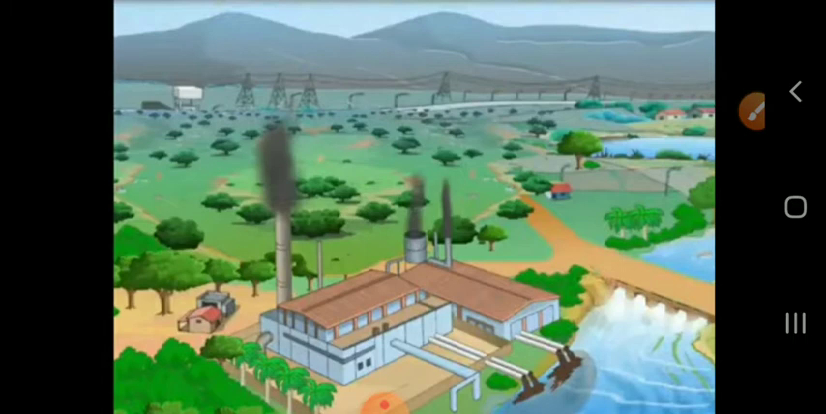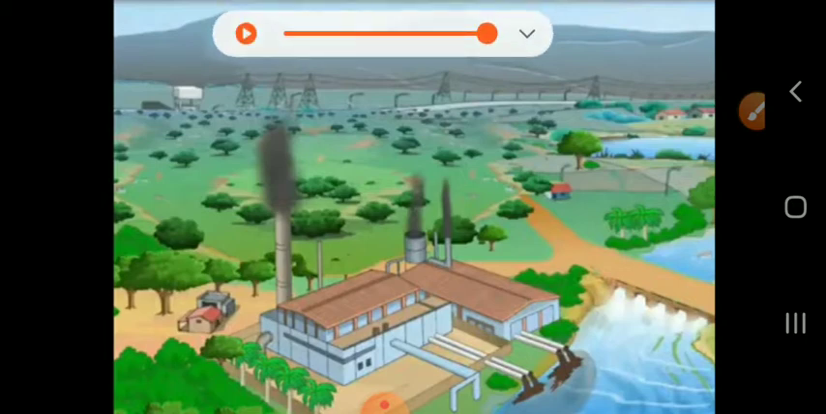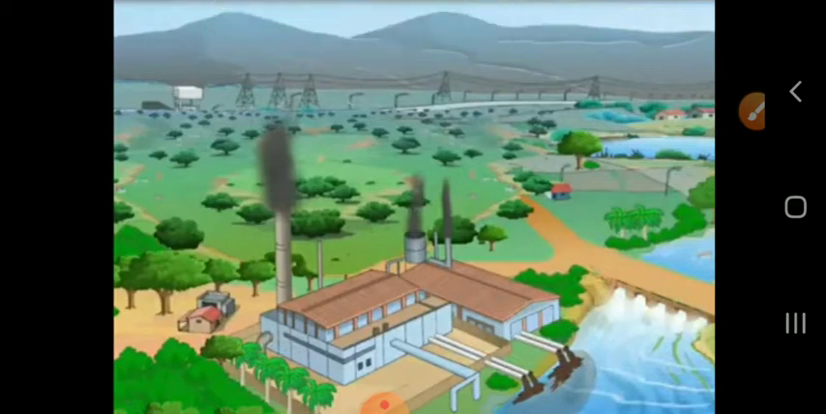Today we will discuss a new chapter, chapter number 5, Towards Green Energy. It is the 5th chapter of Science 2, Standard 10th. Students, in this session we will discuss energy, use of energy, generation of electrical energy, thermal energy based electrical power stations, power plants based on nuclear energy, etc.